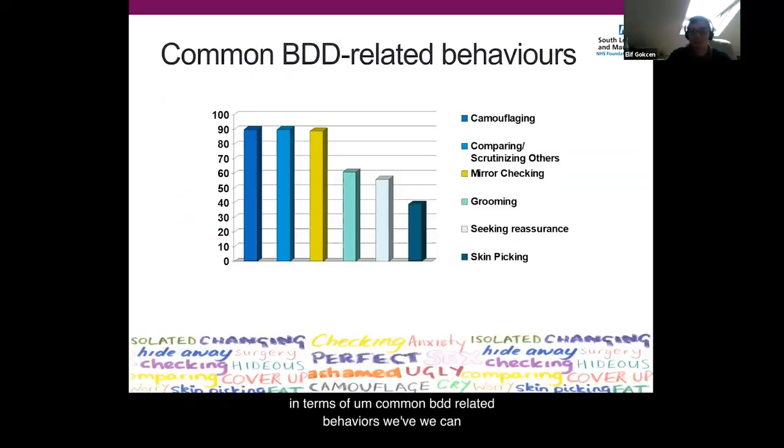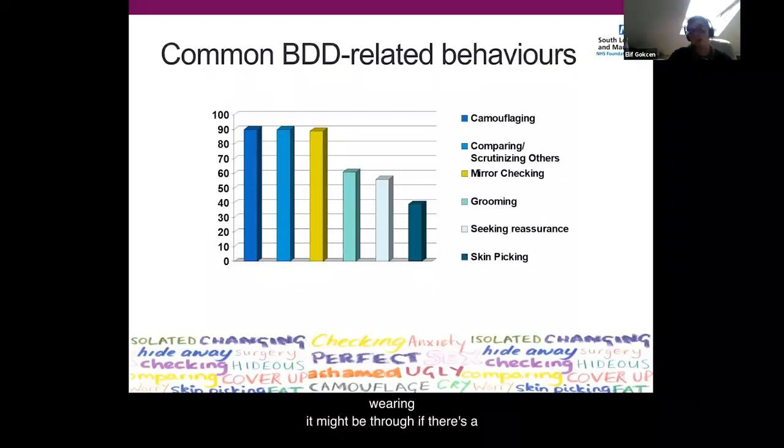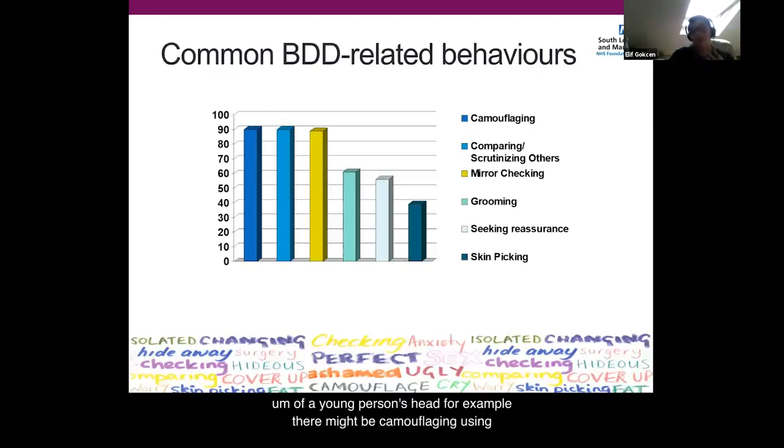In terms of common BDD related behaviors, we can hear a lot about the idea of camouflaging, so covering up, and this can be through the types of clothes that someone might be wearing. If there's a particular worry about the size or shape of a young person's head, for example, they might be camouflaging using hats and scarves. We know that excessive makeup can come under this headline of camouflaging as well. We know that comparing appearance to other people, and that could be anyone from friendship groups to people that walk just down the road, to celebrities and social media influencers, for example.